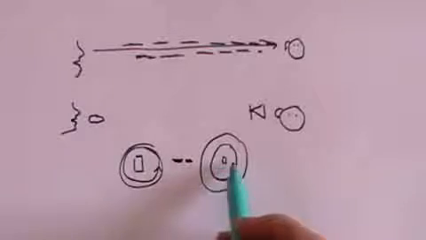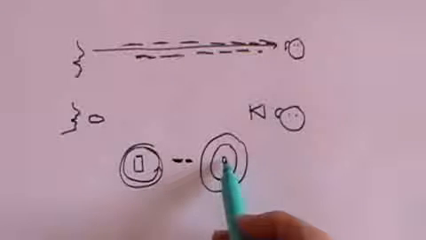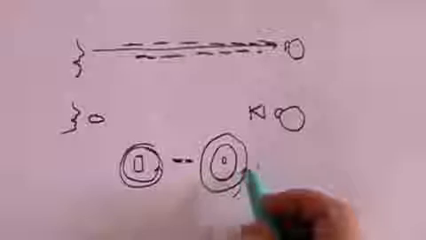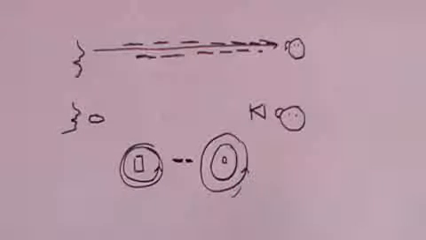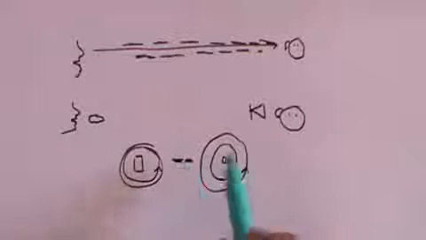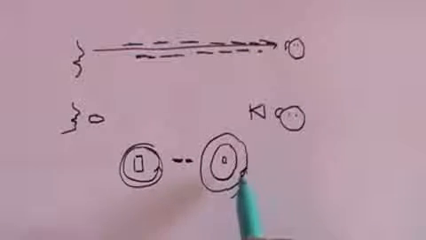The diaphragm vibrates, the magnet itself, which is connected to the diaphragm, vibrates, and a vibrating magnet in the presence of a coil of wire will cause a current to flow. And that's how a microphone translates sound into an electrical signal.